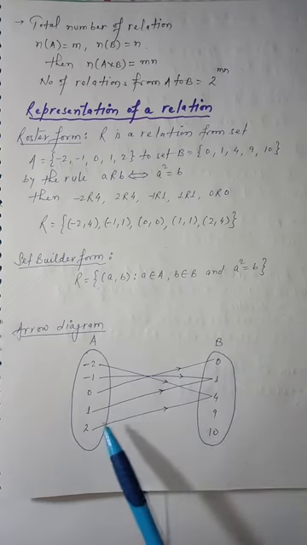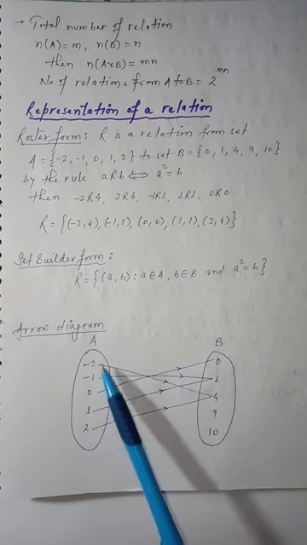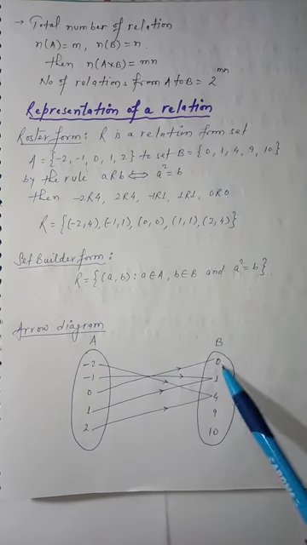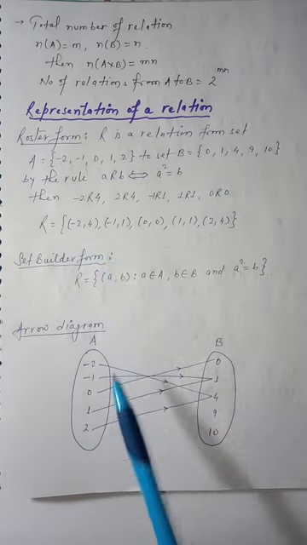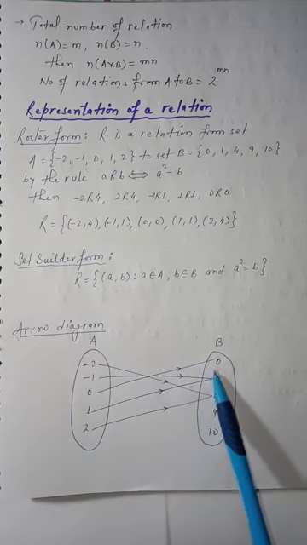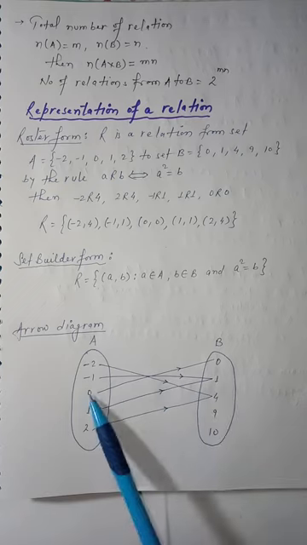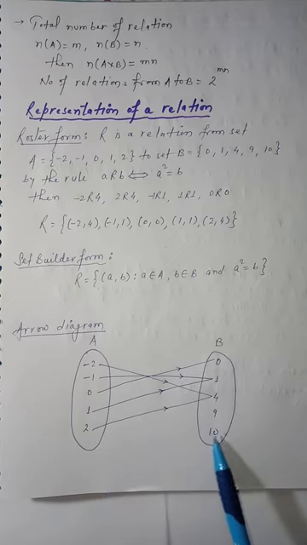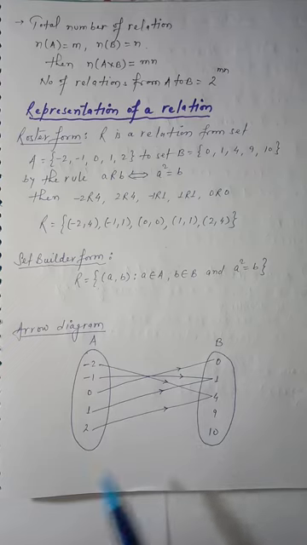Third one is the arrow diagram. Very simple. Write all the elements of set A: -2, -1, 0, 1, 2, and the elements of set B here. Now -2 is related to 4, 2 is also related to 4. In the same manner, -1 is related to 1 and 1 is related to 1, 0 is related to 0, and finish, no problem. 9 and 10 are the remaining elements in set B, no issue. This is the arrow diagram representation of a relation R from set A to B.